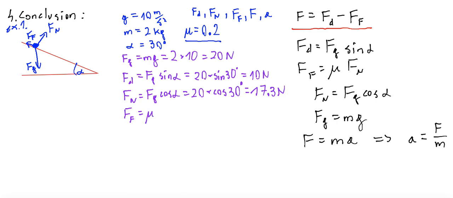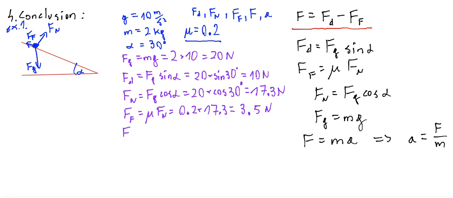0.2. So frictional force is the friction coefficient times the normal reaction force. So in this case 0.2 times 17.3. Calculator, 17.3 times 0.2 is 3.46, so around 3.5. Again, 17.3 times 0.2 is 3.46. So I'm going to use 3.5 newtons.